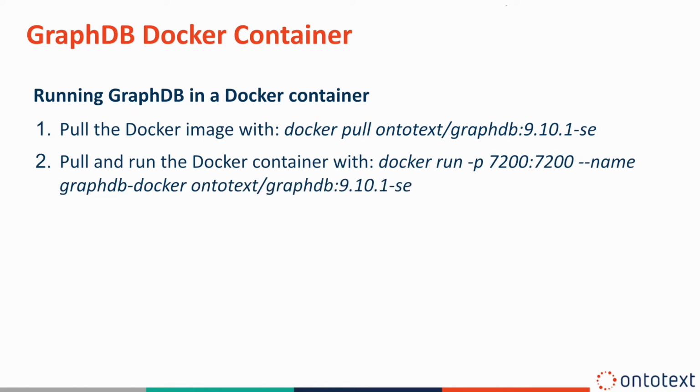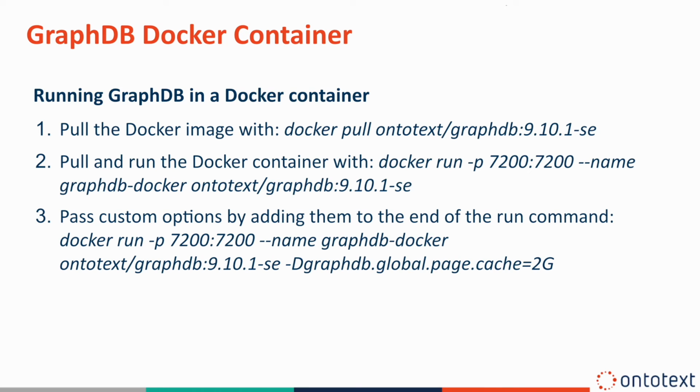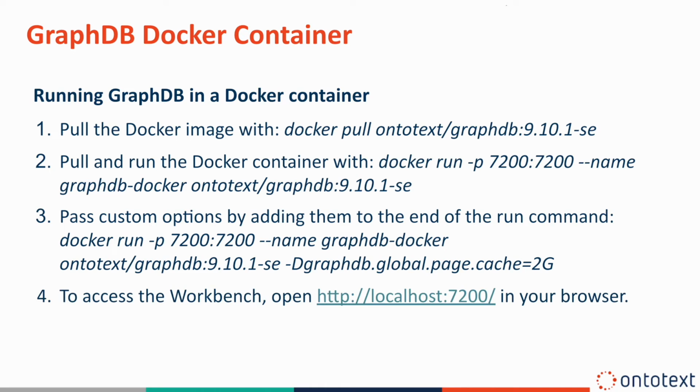Now that we have the image, we need to run it in a container. For that, use the docker run command, publishing the port GraphDB would use, localhost 7200 by default, giving the container a name, and pointing it to the image we just pulled. To pass custom options to the GraphDB startup script, just add them to the end of the run command. For example, we can specify the amount of memory for the global cache to be 2 GB. Once the container is up and running GraphDB, open your browser and head to localhost 7200 to access the Workbench.